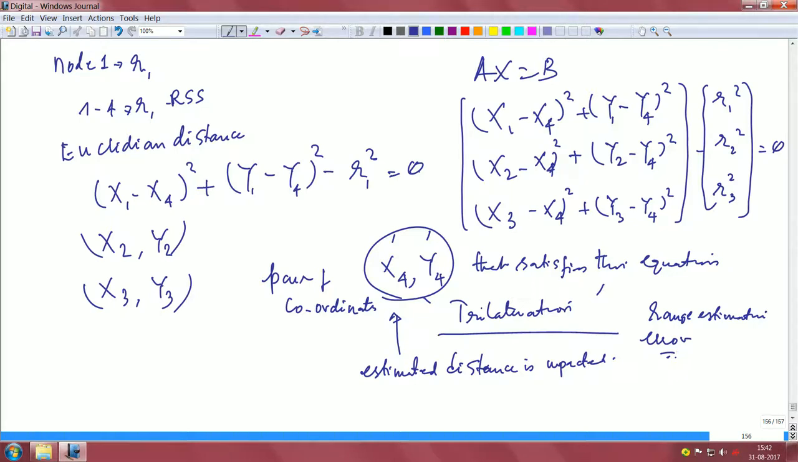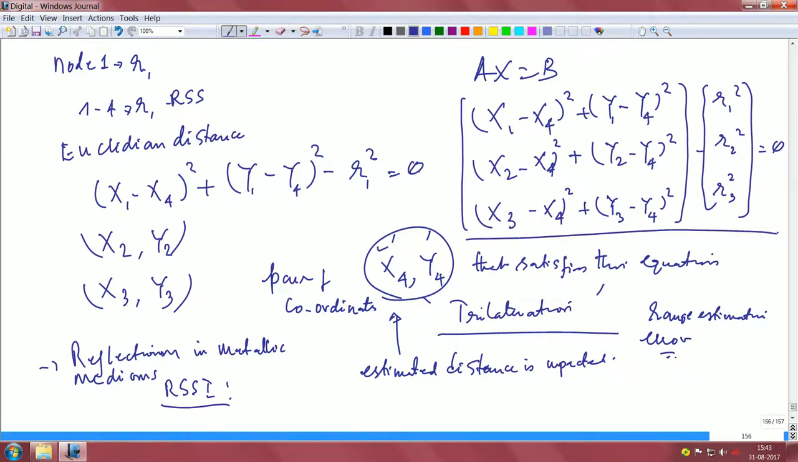What we are saying is, because of reflections in metallic mediums, wherever you have positioned the reader tag environment, all of that does not give you a stable RSSI reading at all. You will never get a stable RSSI value, and if you do not get a stable value, there is no way of satisfying this equation, and there is going to be an error. So, practically, use of RSSI is difficult.